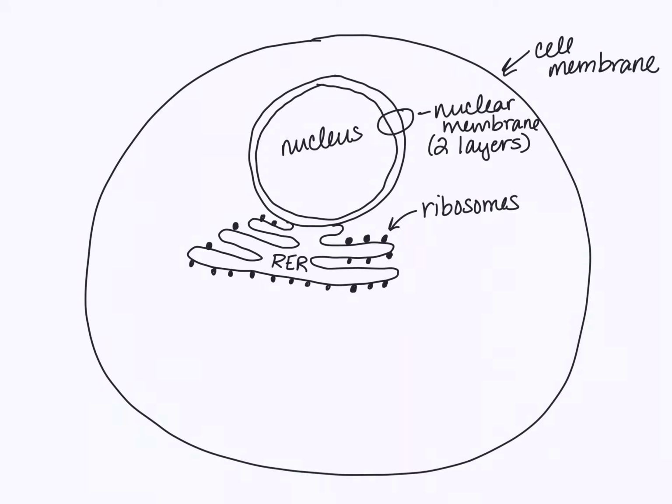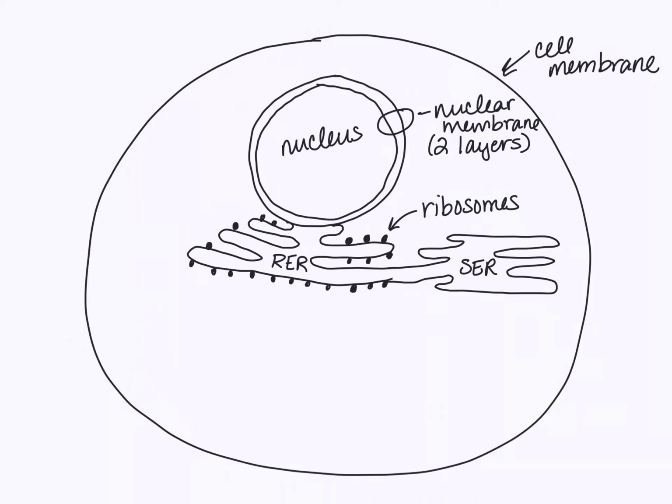And then continuous with the rough ER is actually the smooth ER. And so the smooth ER has a similar kind of structure to it. The main difference is that it does not have those ribosomes.